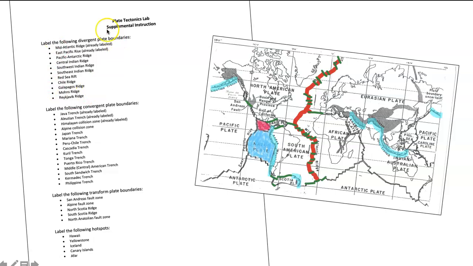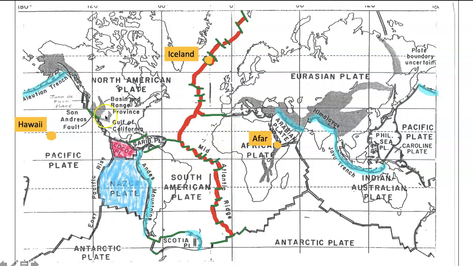So these are all the ridges, divergent zones that you need to label, convergent, transforms, and then there's just 5 hotspots here. And I've actually put 3 of them on here for you. I've got Hawaii, Iceland, and Afar.